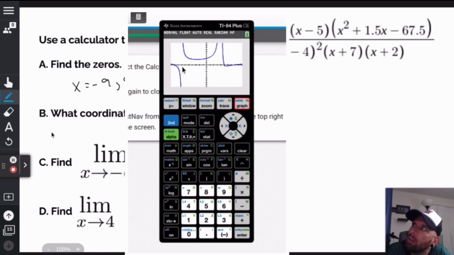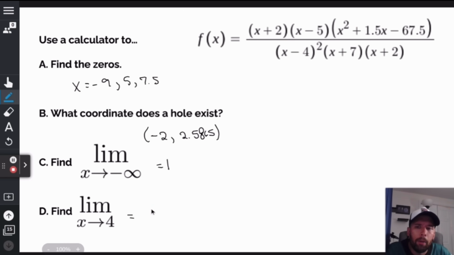However, whenever you have a multiplicity of an even number, my graph goes in the exact same direction on both sides. So when it asks me to find the limit as x approaches 4, since the left side is going up and the right side is going up, they're both going up to positive infinity, which means the limit as x approaches 4 is going to be positive infinity. Oh, great, infinity. Well, this hopefully covers those 4 sections.